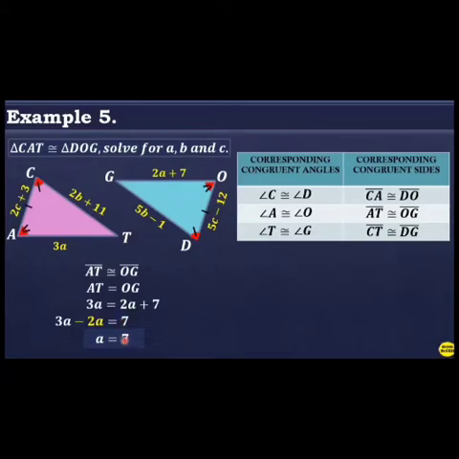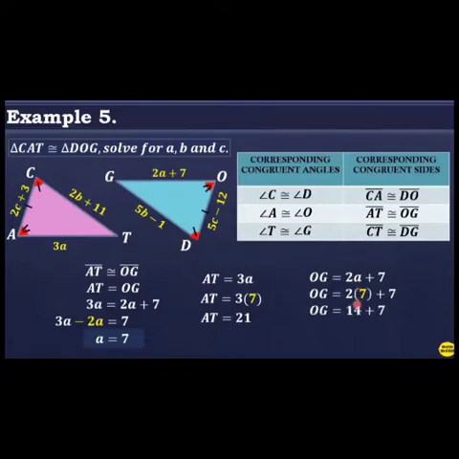Let's check. If A is equal to 7, they should be congruent. Substitute it in AT, which is 3A. So, 3 times 7 is 21. Substitute it also in OG, to see if they are congruent. OG is equal to 2A plus 7. Substitute 7, so we have 2 times 7, which is 14. 14 plus 7 is also 21. So, these two sides of congruent triangles are congruent.